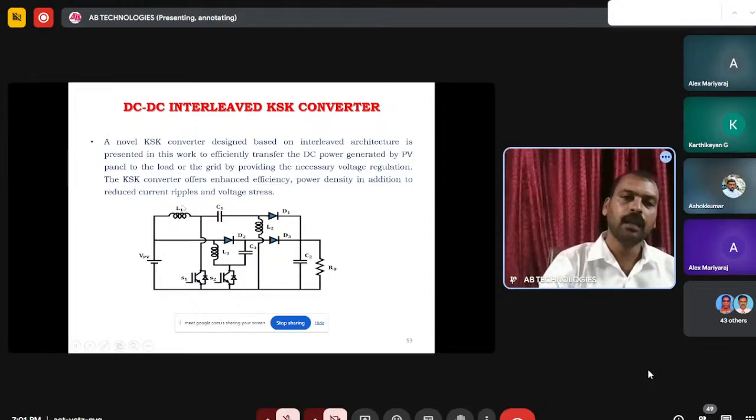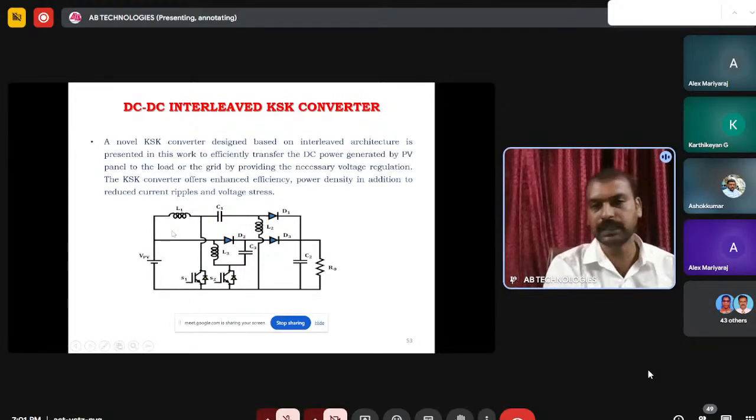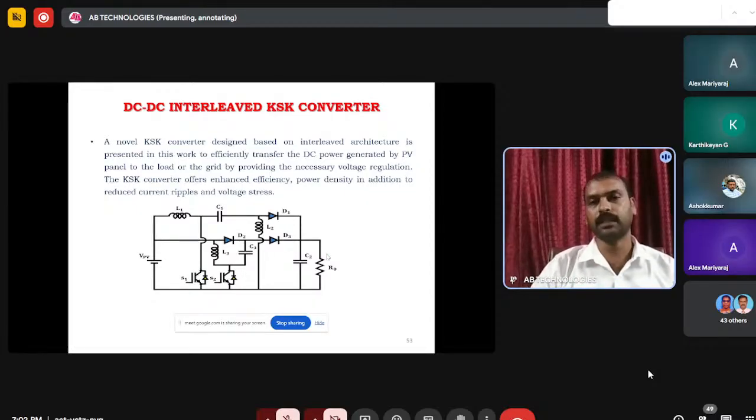Then internally one diode is there. This diode is protecting the switches. You take any converter, either an input side diode will be there or an output side diode will be there. Here this diode will block any return current that comes. That means it will provide dV/dt protection as well as di/dt protection. Internally a protection circuit is there, so it is reducing the EMI problem.